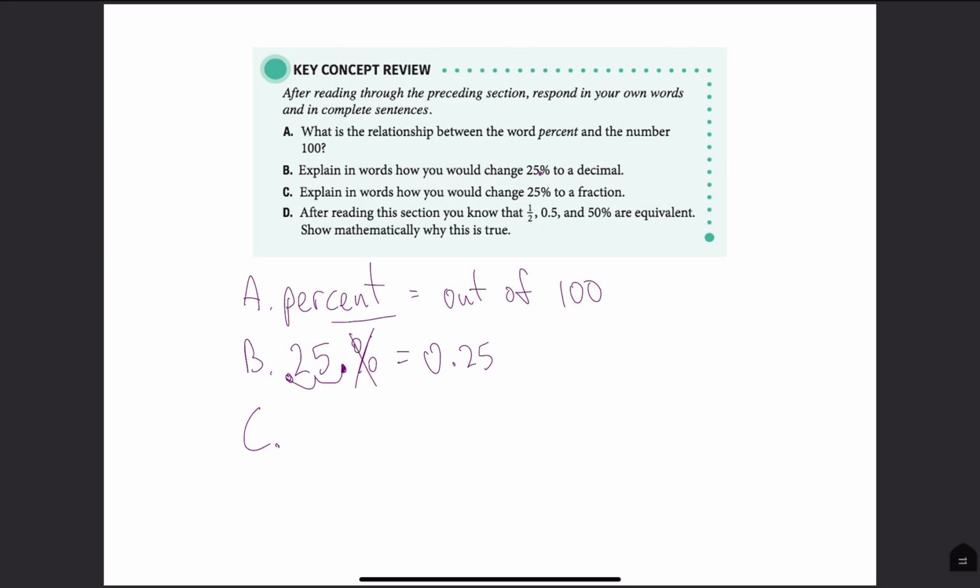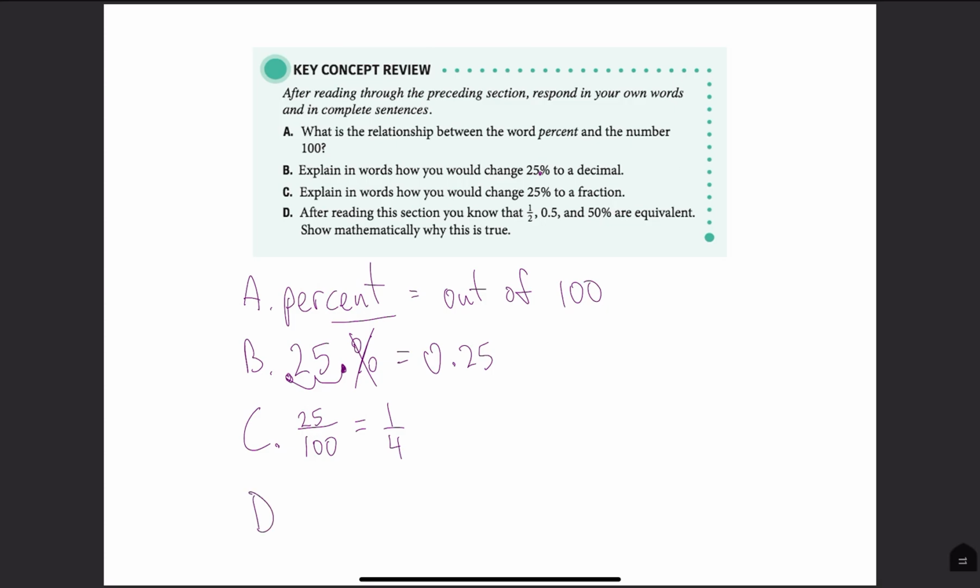C. Explain in words how you would change 25% to a fraction. I would take the number 25 and put it over 100. Then I would reduce, of course, to lowest terms. And 25% is one that I know as a quarter.